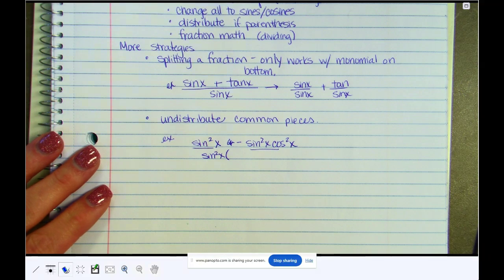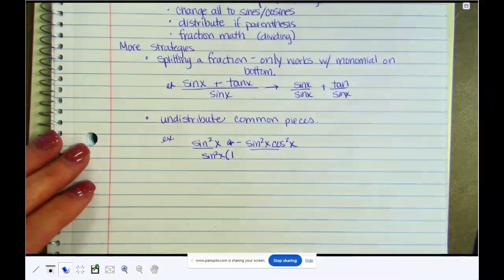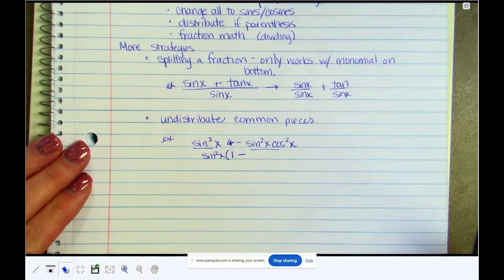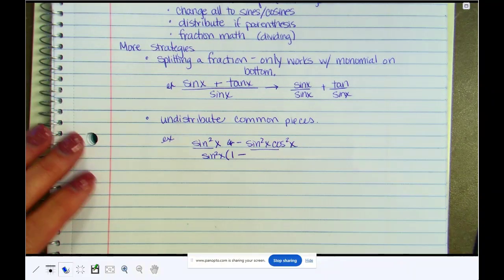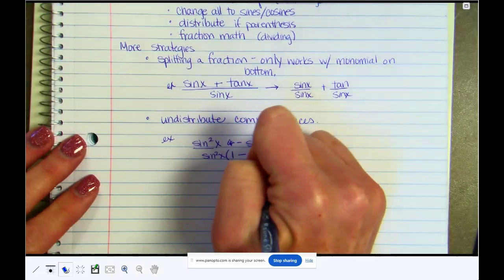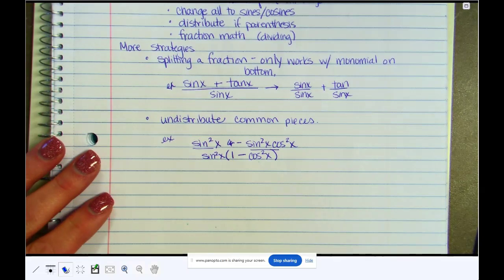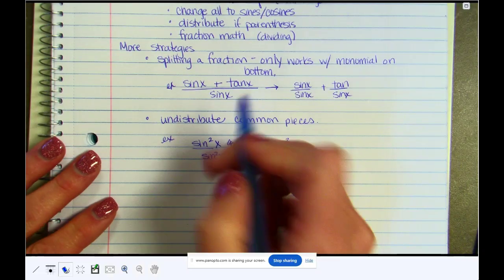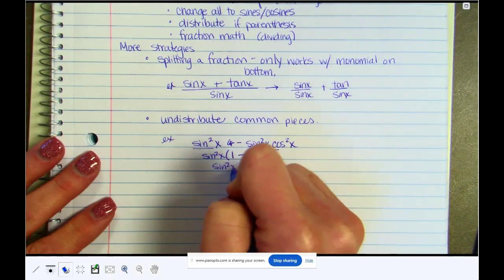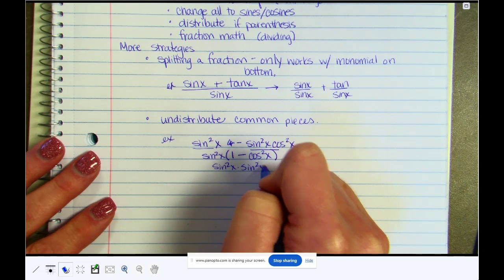1, not 0, just so you know. 1. There's a minus because it's a minus there. What's left in the second piece? Cosine squared. Now look at what that lets you do. We know what 1 minus cosine squared is. It's sine squared. So do you see that it actually lets you get somewhere if you undistribute?